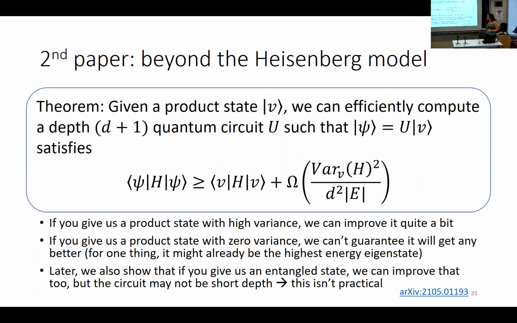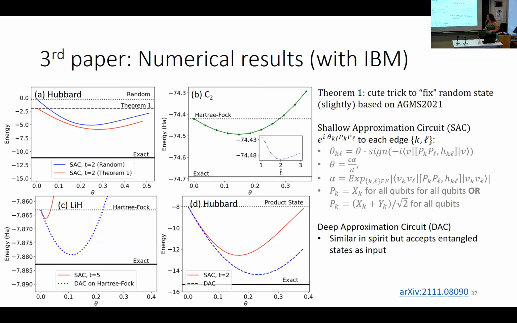And then also in the same paper, we show that if you give us an entangled state, we can also apply a circuit that will improve it a little bit. But that circuit might not be short depth, so it's pretty impractical. So I took this stuff and went and applied it to some actual physics problems.